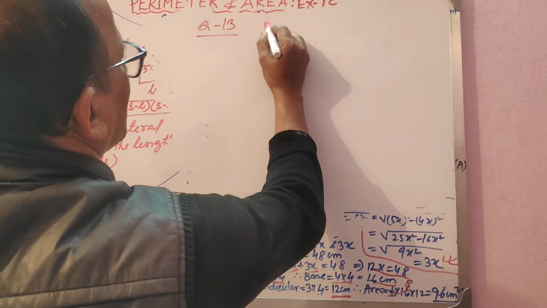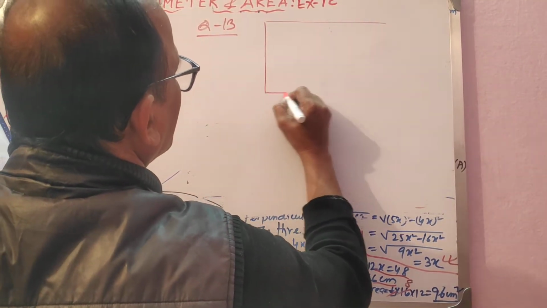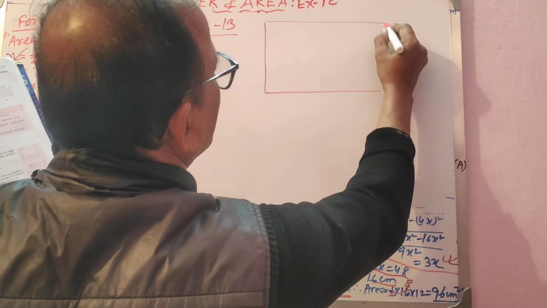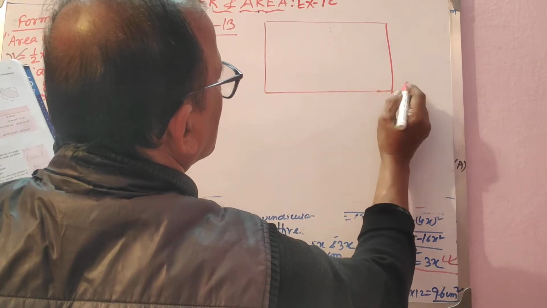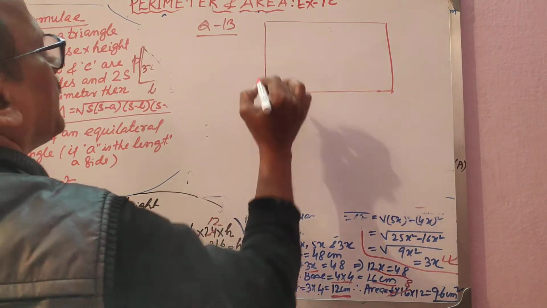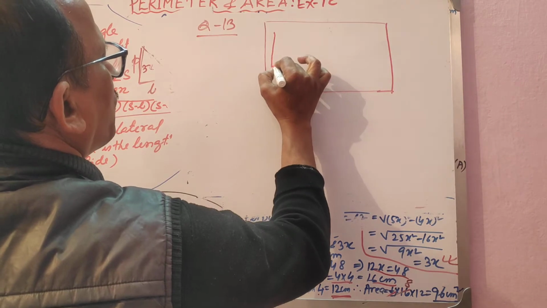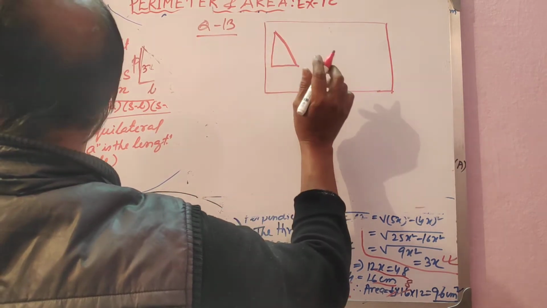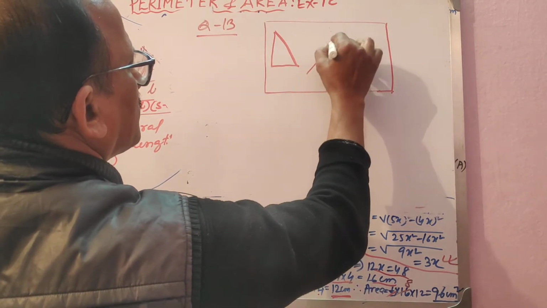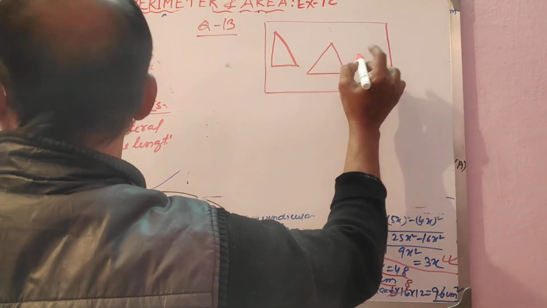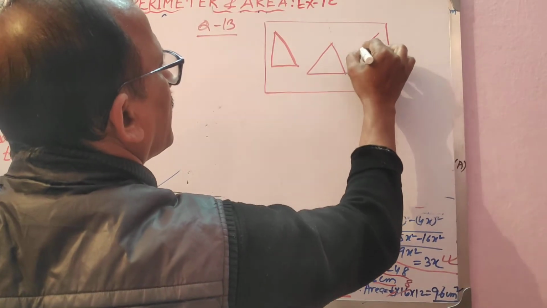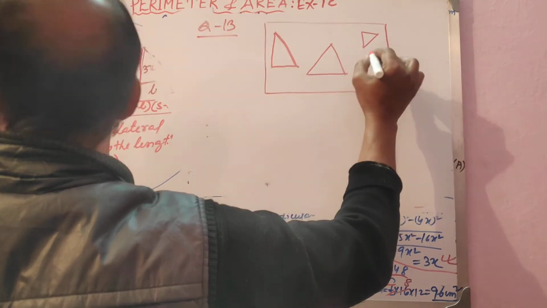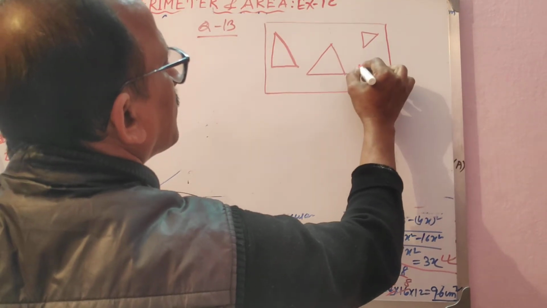Suppose there is a big rectangle given to you, and its dimensions, length and breadth, are given. Suppose this is a rectangle given to you, and in that there are triangles, some plane figures again. Here is a triangle, here is another triangle, here is a triangle again, and here is a square. Got it?